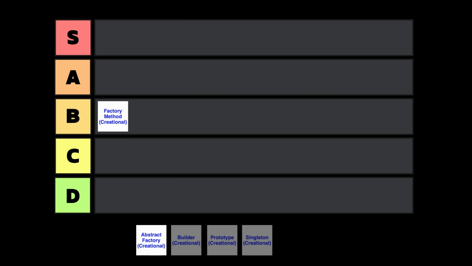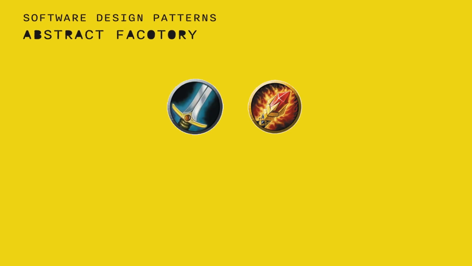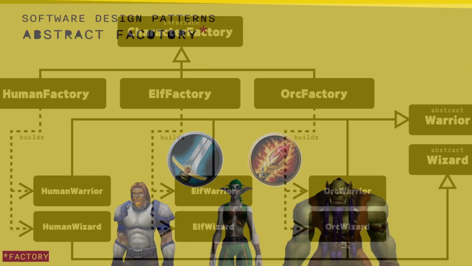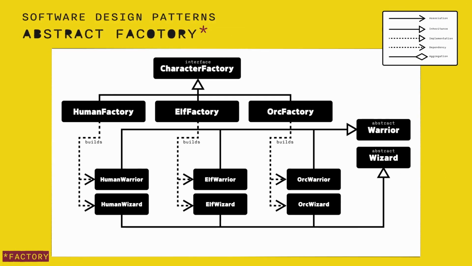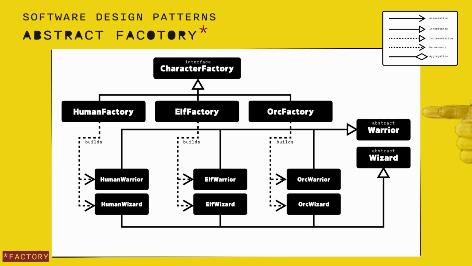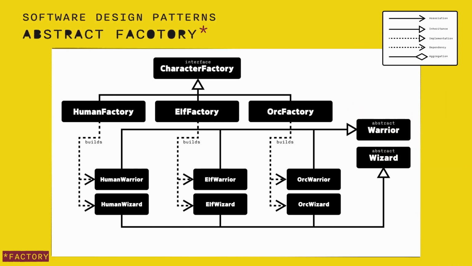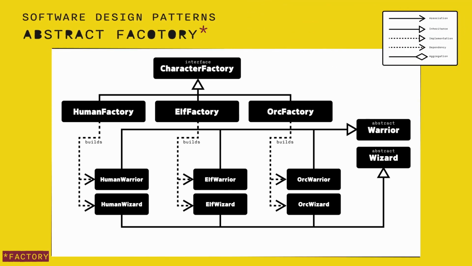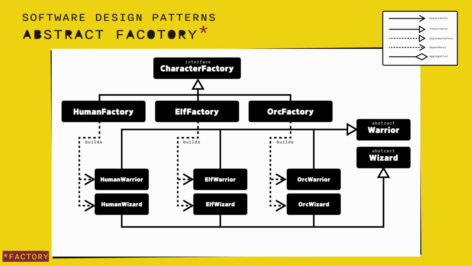Next pattern is the abstract factory. Let's take the example from before. Warriors and wizards. Now add one more dimension, like humans, elves and orcs. You could have elf warriors, human warriors, elf wizards, and so on. The abstract factory is kind of an extension of the factory method. You would then have a human factory, elf factory, orc factory. All those factories are subclasses of the same abstract factory, and each one creates their own products, following a common interface. This pattern starts to add a lot of classes to your project.